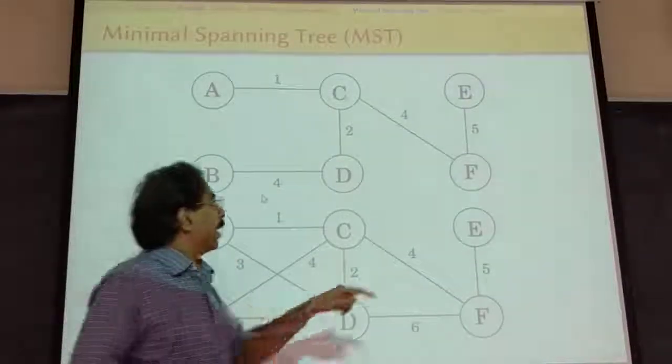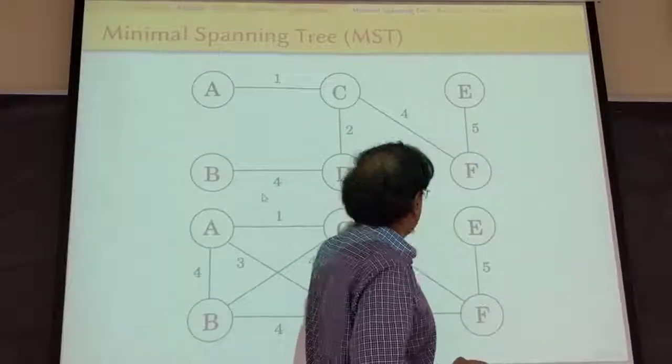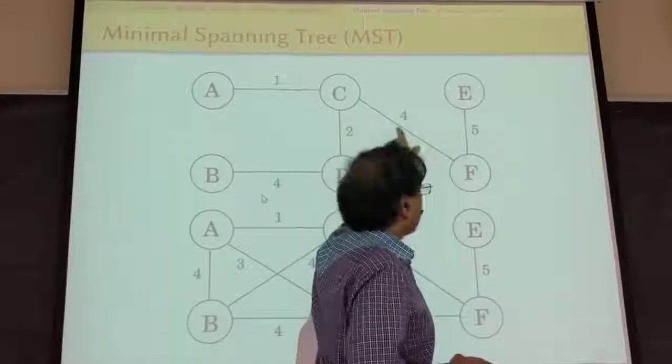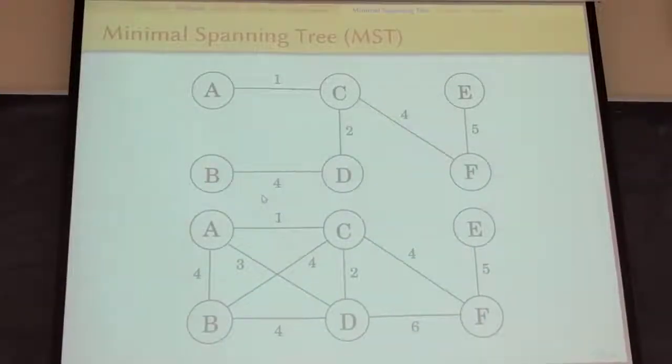On the other hand, to connect E and F, this is the only possible edge. And to connect C and F, this is the only possible edge, so you have to choose them even though they seem to have a somewhat high cost.